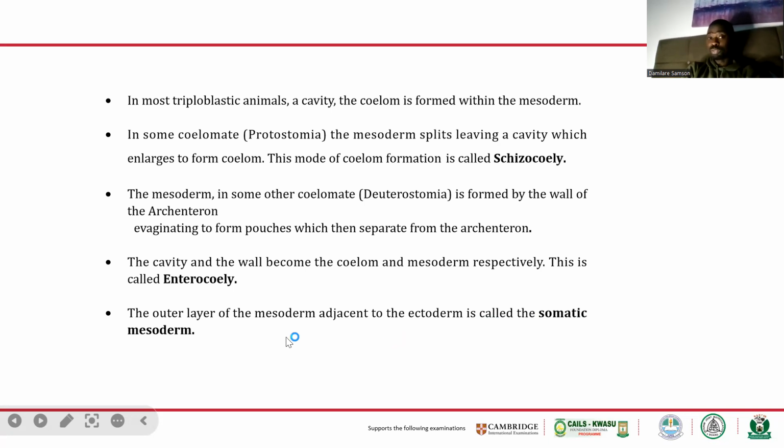So they want to ask all those questions and they want to confuse you with this. That is why I decided to put it as points so that you can take note of them. Here is the outer layer of the mesoderm adjacent to the ectoderm. Ectoderm is outside, the one that forms the outer layer. Now they say outer layer of the mesoderm. Mesoderm is in the middle. So the outer layer of the mesoderm, which is now adjacent to the ectoderm, that will give you the somatic mesoderm.